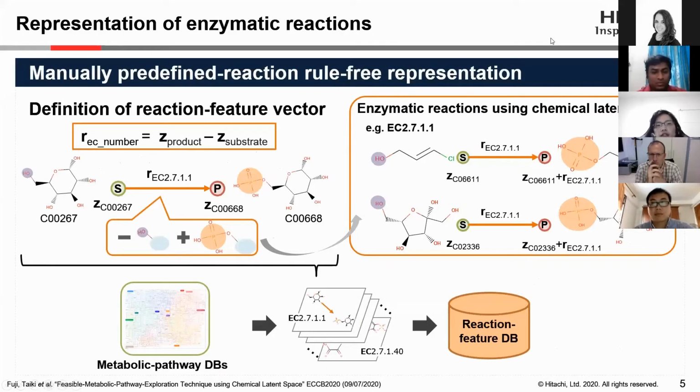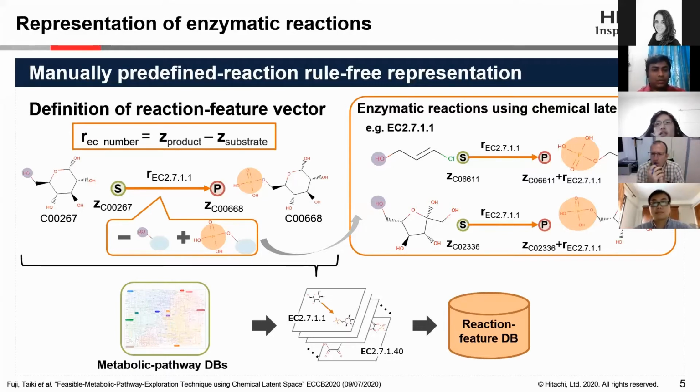By using chemical latent space, we represent enzymatic reactions without manually predefined reaction rules. A reaction feature vector is generated by subtracting the latent vector of the main substrate from that of the main product with the following equation. For example, the reaction feature vector of EC 2.7.1.1 subtracts the hydroxy group and adds the phosphate group to alpha-D-glucose. So the right figure shows an example of an enzymatic reaction using chemical latent space for EC 2.7.1.1.